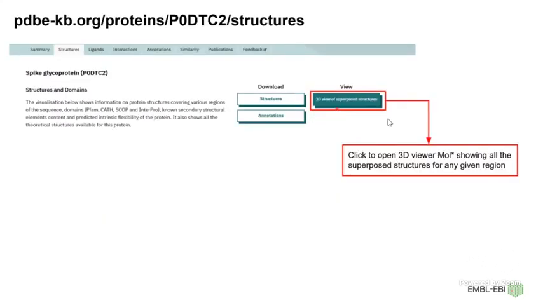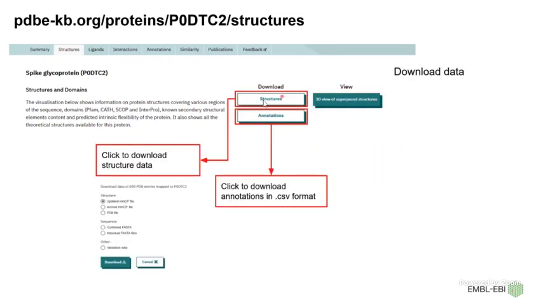You can view the 3D view of superposed structures as discussed in the summary section from this place as well. It will open a 3D viewer showing you all the superposed structures for any given region. You can download the data by clicking on this button for all the structures.